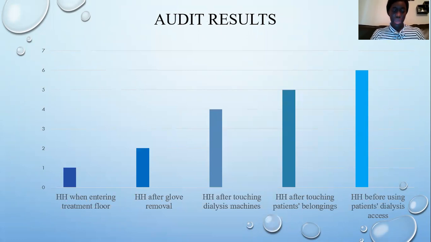The least adhered to hand hygiene practice was upon entering the treatment floor, with only 1 successful attempt between the 3 staff members. The most adhered to hand hygiene practice was before cannulating or connecting the patient's dialysis access to the machine, and it was successful on 6 attempts.